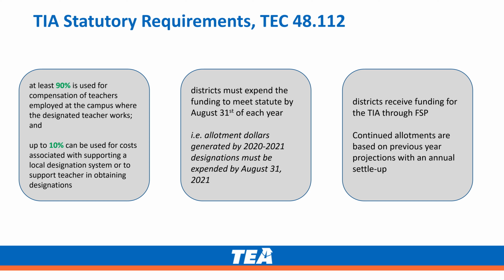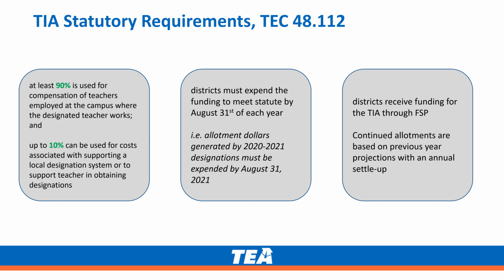The statutory requirements for the teacher incentive allotment can be found in Texas Education Code Chapter 48.112. The statutory requirements include 3 main pieces. First, at least 90% of the teacher incentive allotment must be used for compensation of teachers employed at the campus where the designated teacher works. And up to 10% can be used for costs associated with supporting a local designation system or to support teachers in obtaining designations.